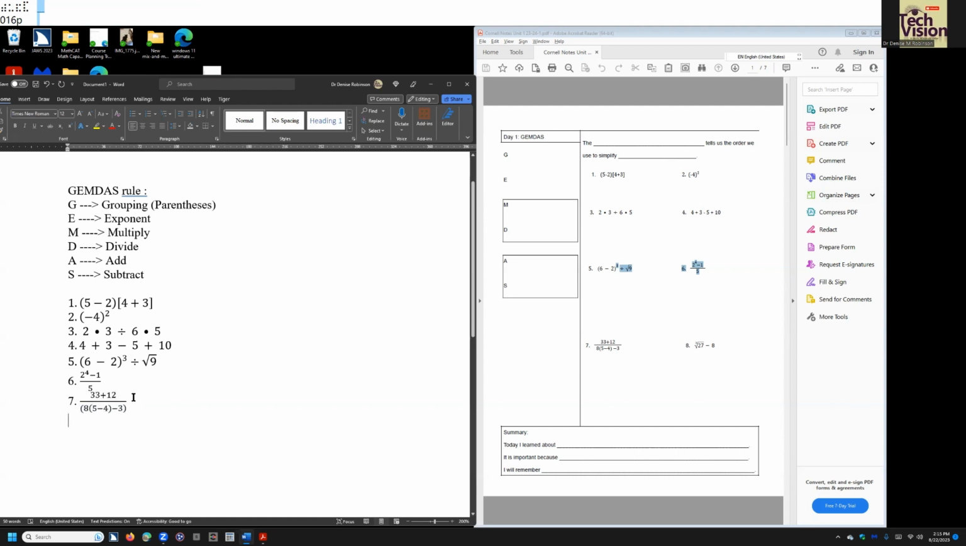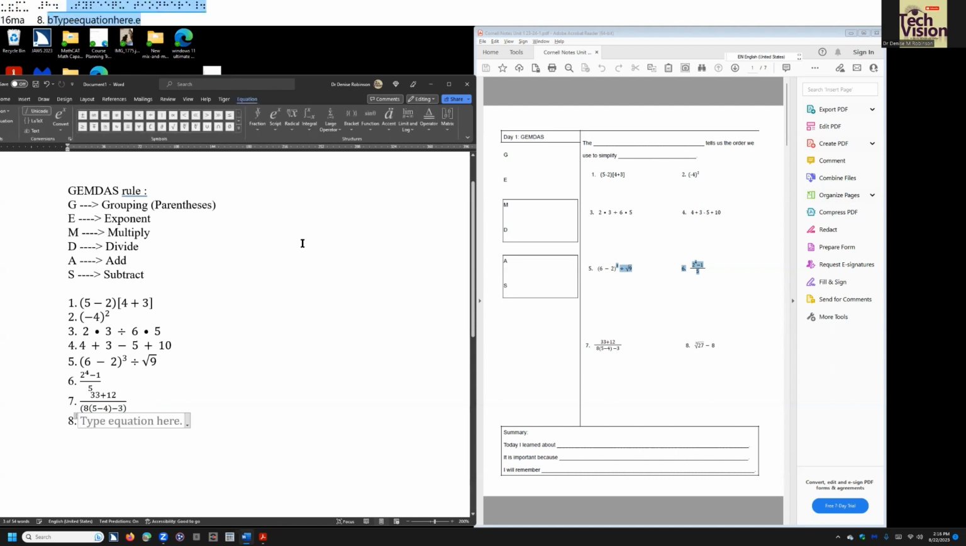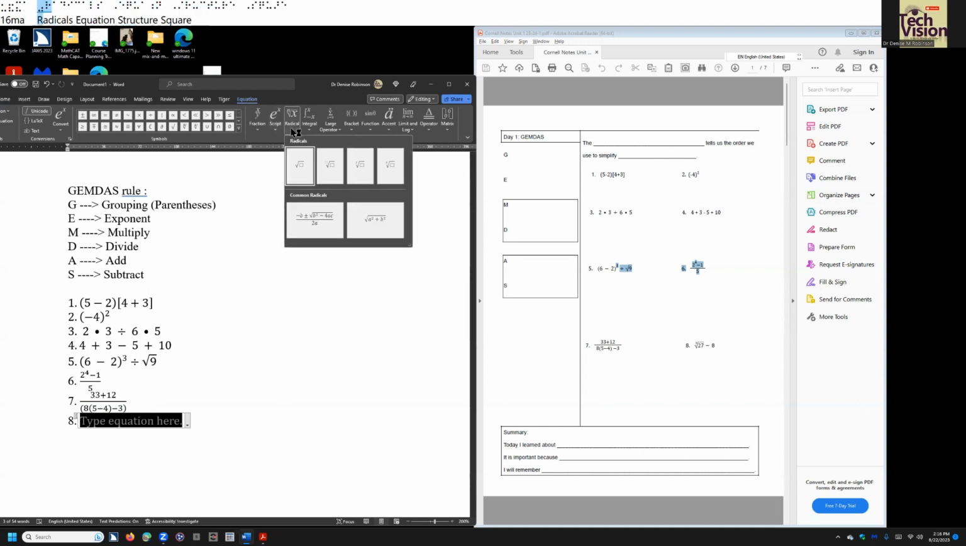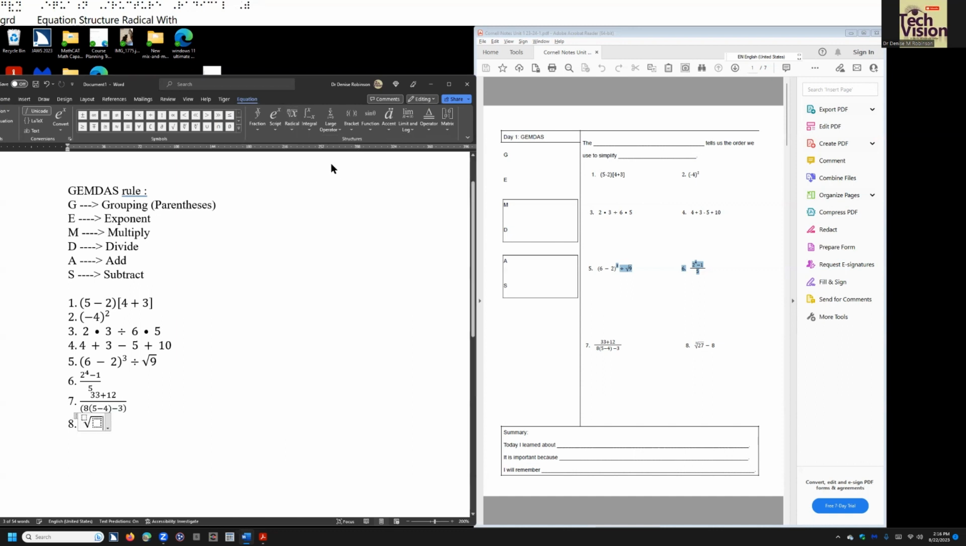Okay, and then last one, 8, as we're looking at this. Period, space. Once again, you're going to wonder how to do that. So Alt equals, math content. You've got your radicals right here. Radical, equation structure, square root. That's what you want. So you just go ahead and put 27 in the radicand, and in the degree, we've got 3.